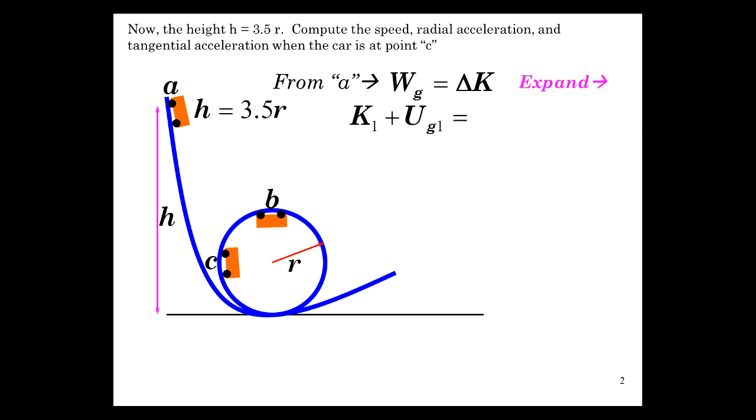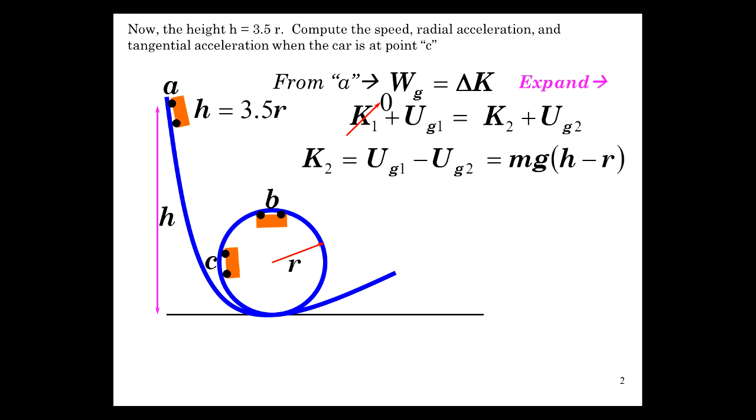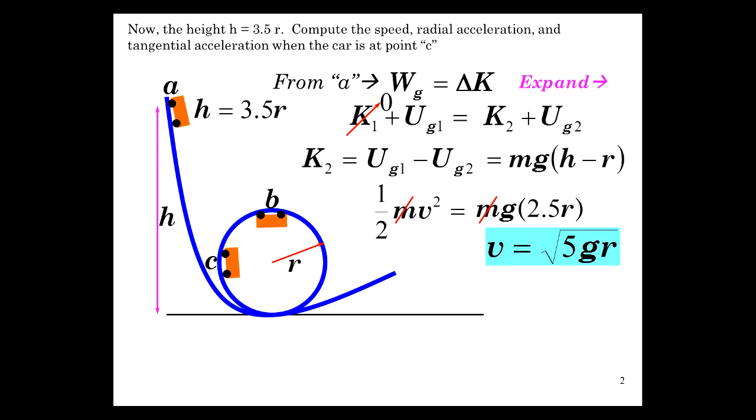So position 1 is A, position 2 is C. We have K1 plus UG1 equals K2 plus UG2. It's not moving at position 1. So the speed is going to be embedded in K2, which is UG1 minus UG2, which is mg times (h minus r). We're starting at h, and we're concluding at a height of radius. So 1/2 mv squared equals mg times 2.5r. The m's go away, and v is easily solved: root 5gr.